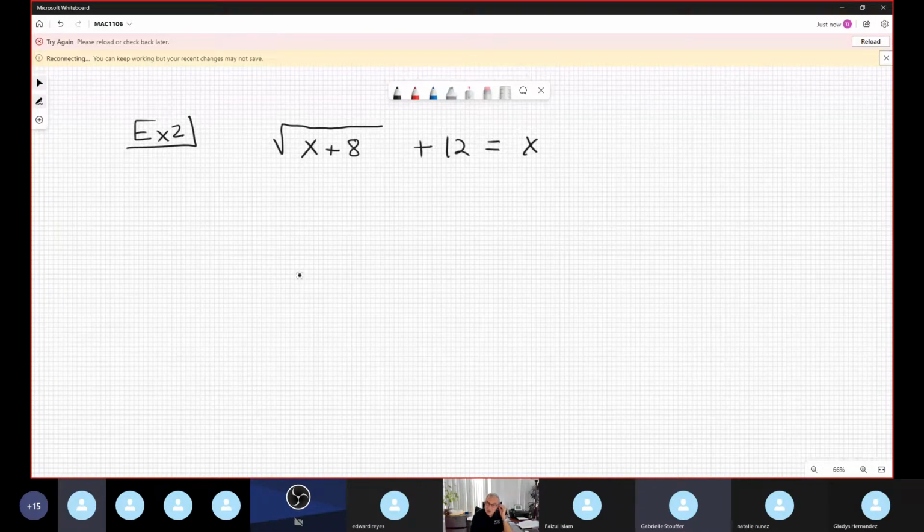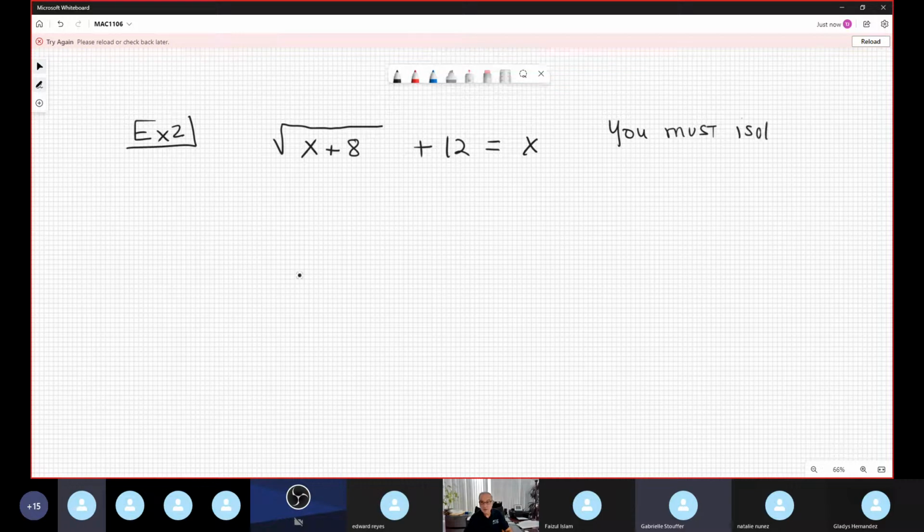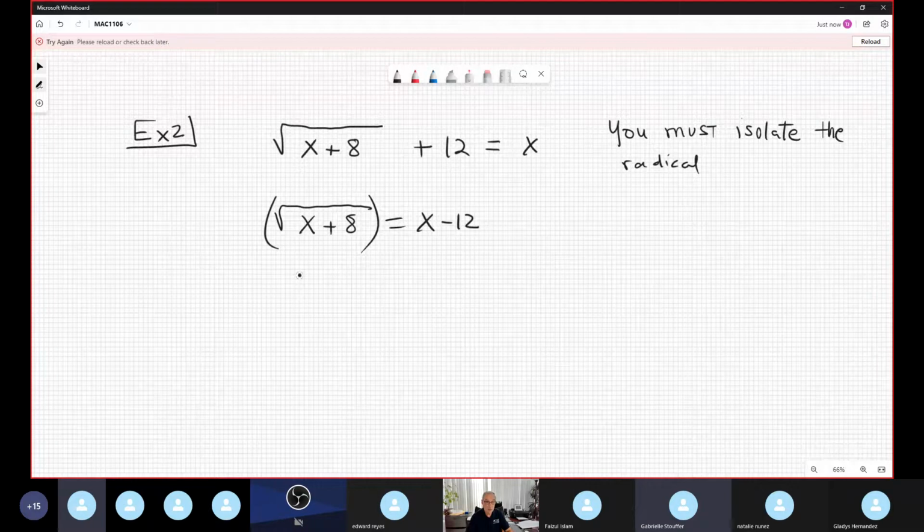But what is the first thing you should do? Well, the first thing you should do is isolate the radical. You must, mandatory. Now the radical must stay alone. Why? Because the only possibility to destroy the radical is a square. Remember, I don't touch the original. I move 12 to the right-hand side like a minus, no? And now it's a crucial moment to square both sides.